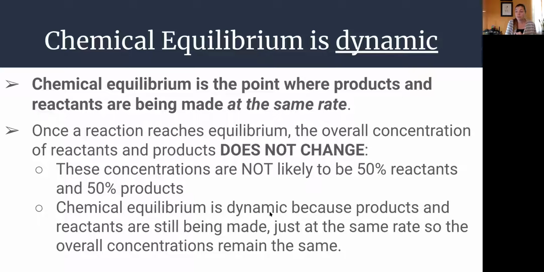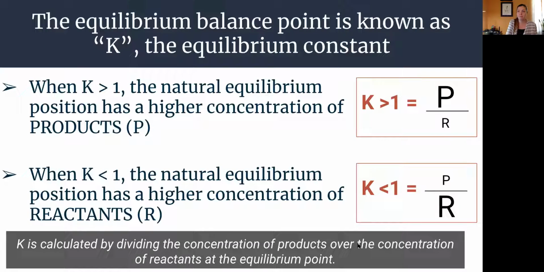Chemical equilibrium is dynamic because products and reactants are still being made, so it's not static, it's dynamic, it's still changing, but it's just happening at the same rate, so the overall concentrations remain the same. The equilibrium balance point, so this point where we've reached chemical equilibrium, is known as K, the letter K, capital K. And K can be calculated. So we can calculate K by dividing the concentration of products over reactants.